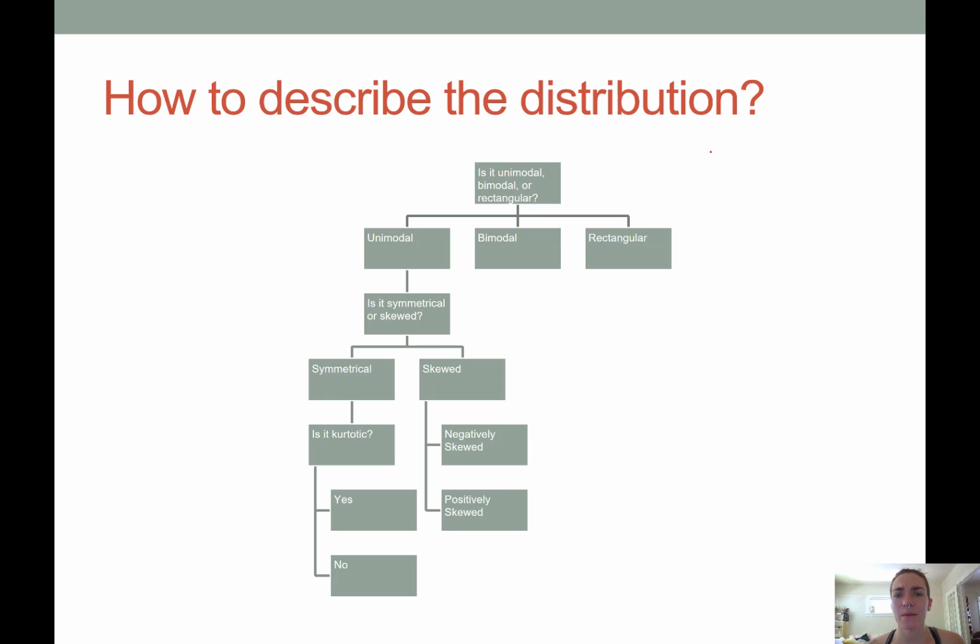So just in sum for distributions, I like this little chart that shows you all the different terminology you can use to describe a distribution or the shape of your data. Once you create your histogram, then you can describe the general shape of your data once you've visualized it using all these different terms. So first of all, is your distribution unimodal, bimodal, or rectangular? If it is unimodal, is it skewed or is it normally distributed? And if it is skewed, is it positively skewed or negatively skewed? And if it's not skewed, is it kurtotic? Maybe it's platykurtic, or maybe it's leptokurtic, or maybe it's not kurtotic at all.